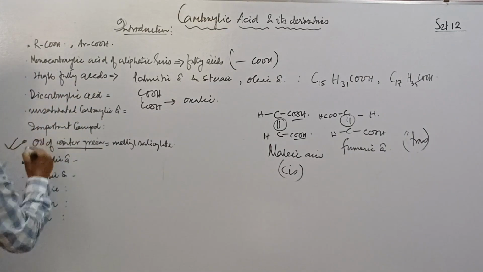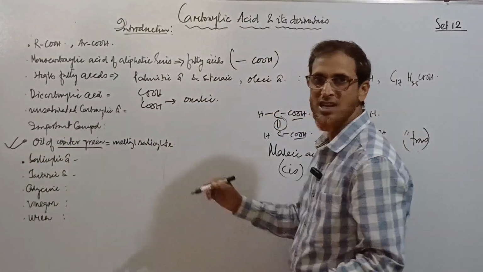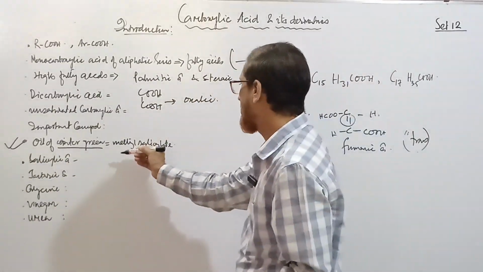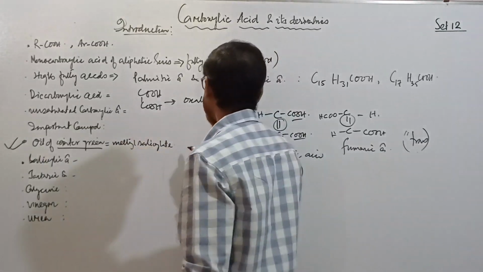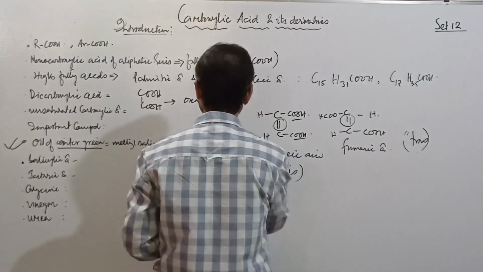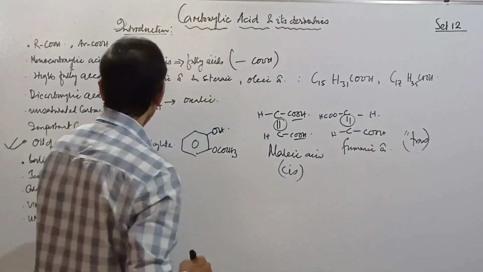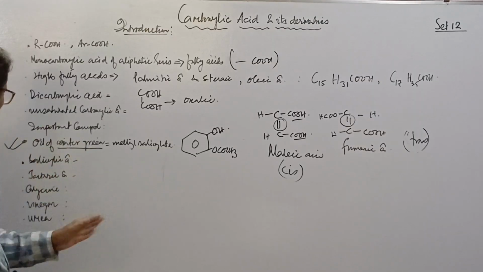And next one is oil of wintergreen. In a lot of entrance exams we will solve these questions. In nature we get this substance, and it can also be synthesized. It is called methyl salicylate, and the formula is this. So this is methyl salicylate, and very often it is termed oil of wintergreen. Just keep it in your mind.